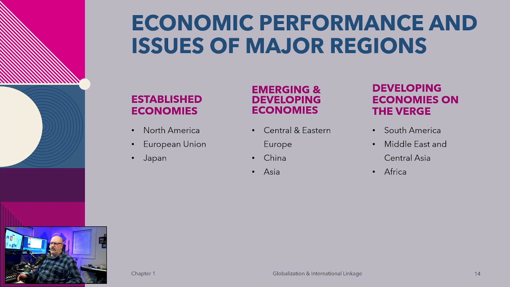North America, the European Union, Japan, these are established economies. You've got Central and Eastern Europe, China, and Asia. These are emerging or developing economies. And then you have South America, the Middle East and Central Asia, Africa. These are developing economies that are right there on the verge of breaking through and really positively contributing to the economic status of the world.